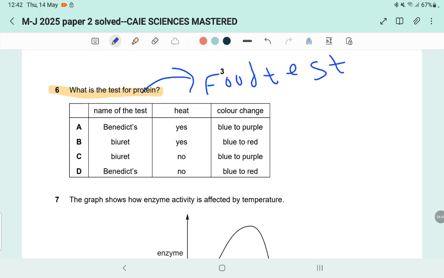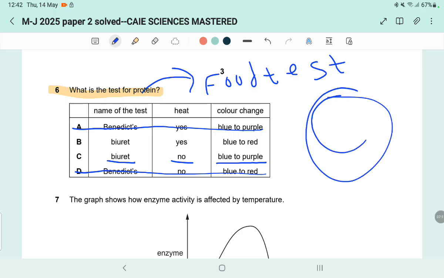Well, it's Biuret. When you realize that protein is Biuret, first of all you're going to cross out A and you're going to cross out D. So the answer will be Biuret. Heat, you don't need to heat. We are not in a Benedict's test here, so you do not need to heat. In a color change, of course, it will be blue to purple. Why blue to purple? Because this is a color you need to memorize. It's not optional not to memorize it. So the letter is C.